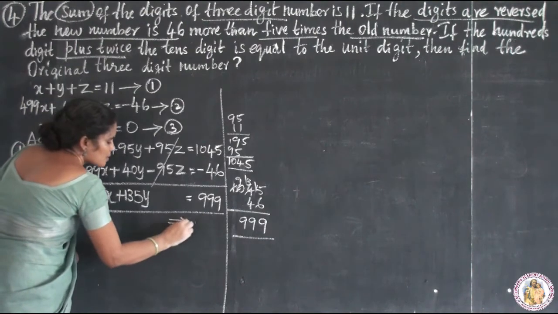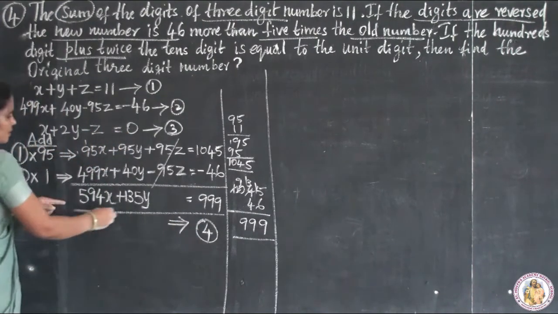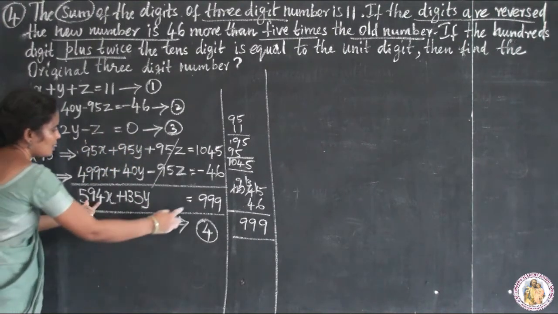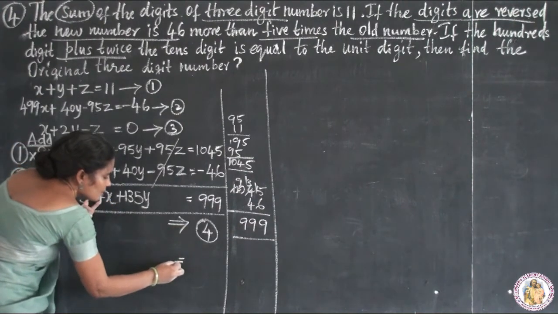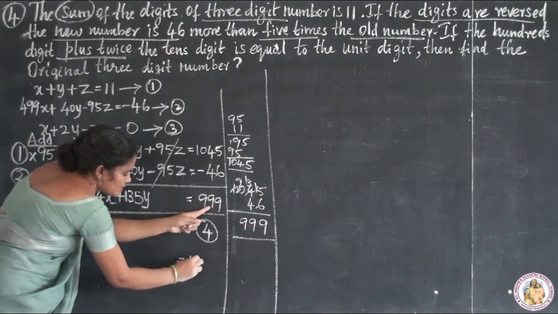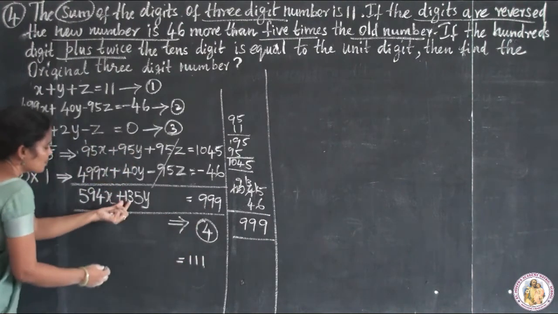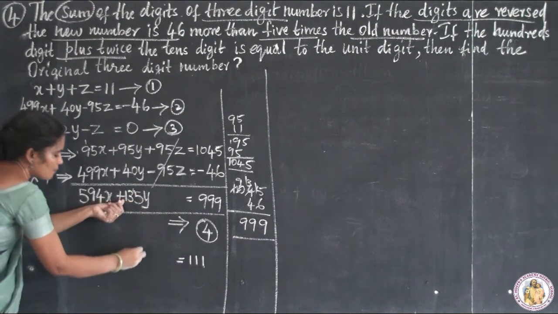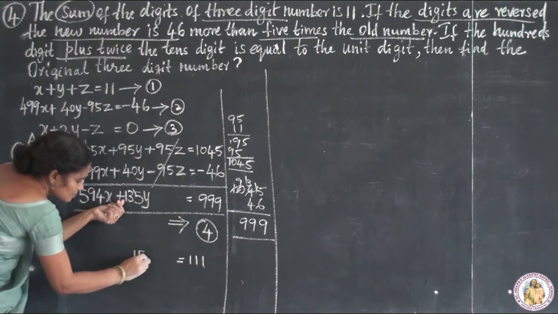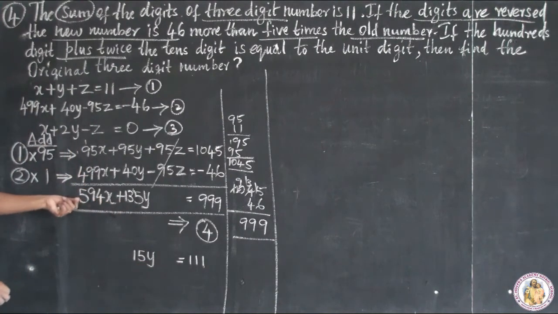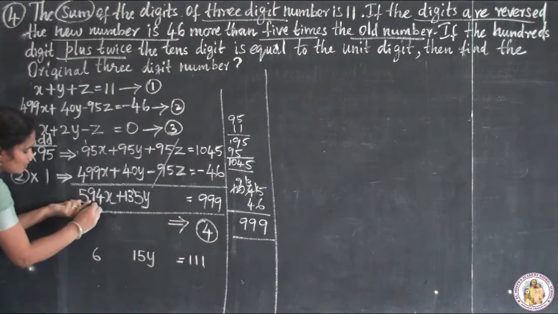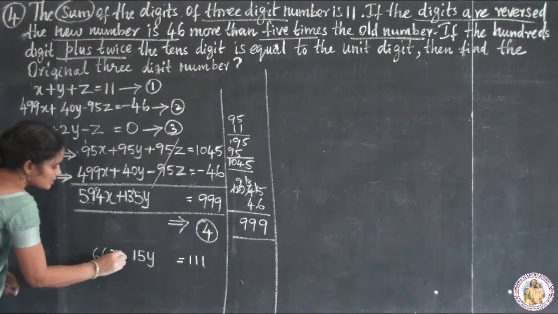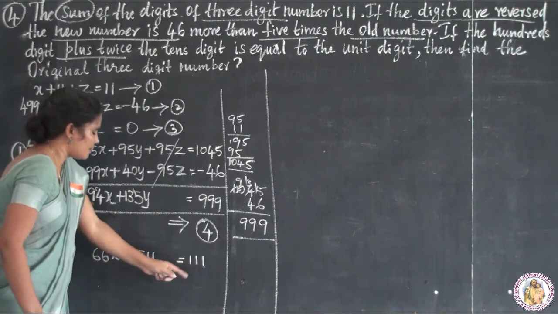Taking this as fourth equation. You can reduce this equation. So divide by 9. 1 9s are 9, 1 9s are 9, remaining 4. 9 5s are 45. And 9 6s are 54, remaining 5. So x plus 15y is equal to 11.